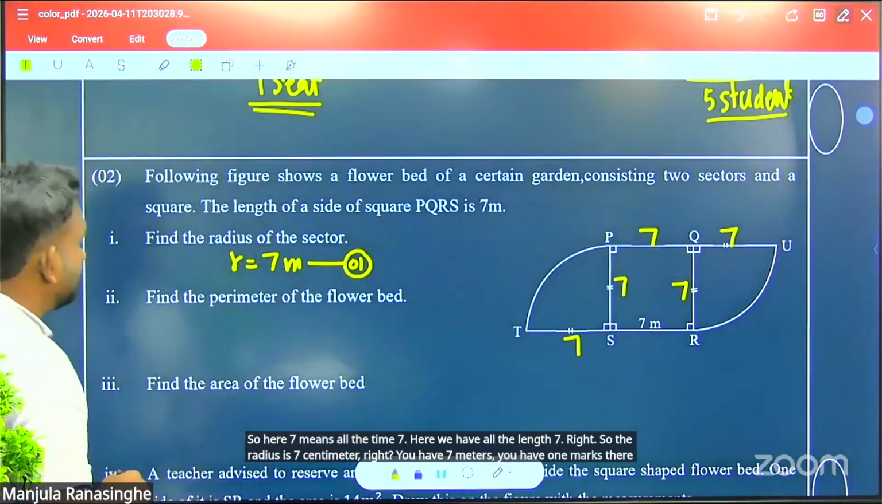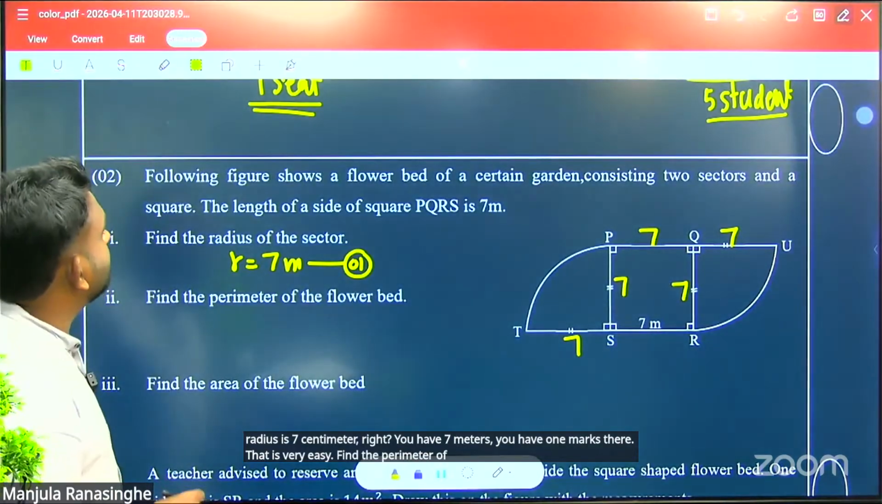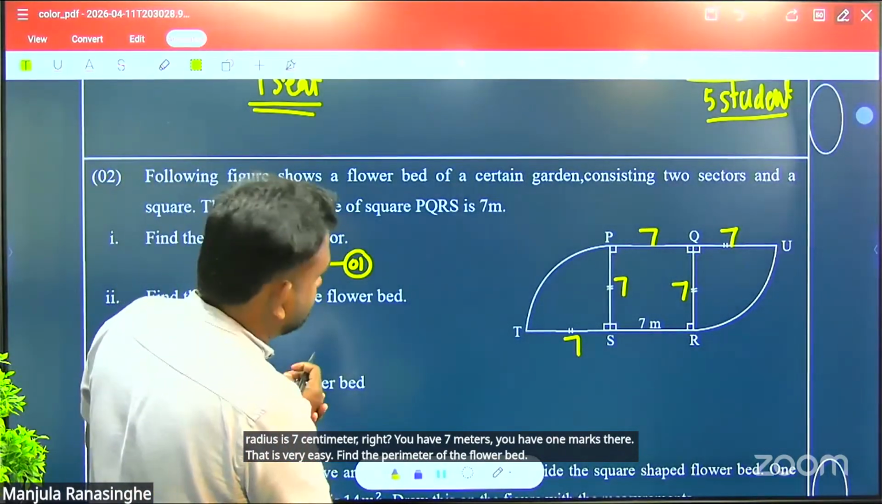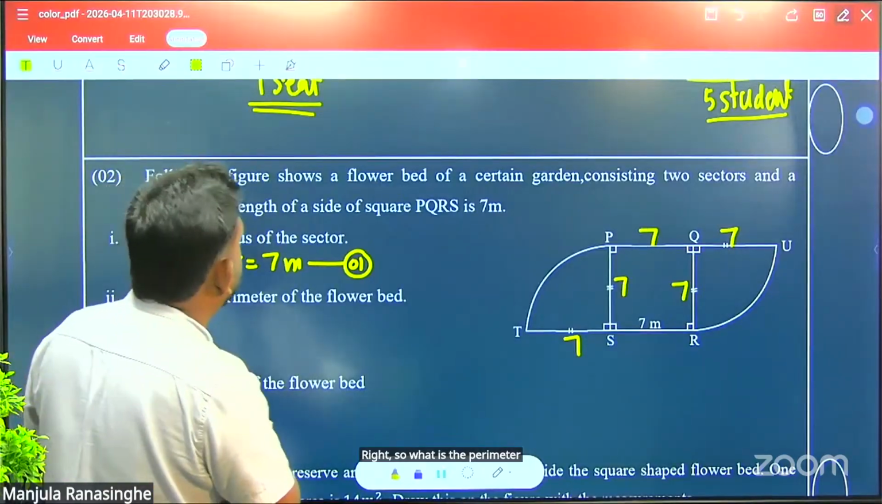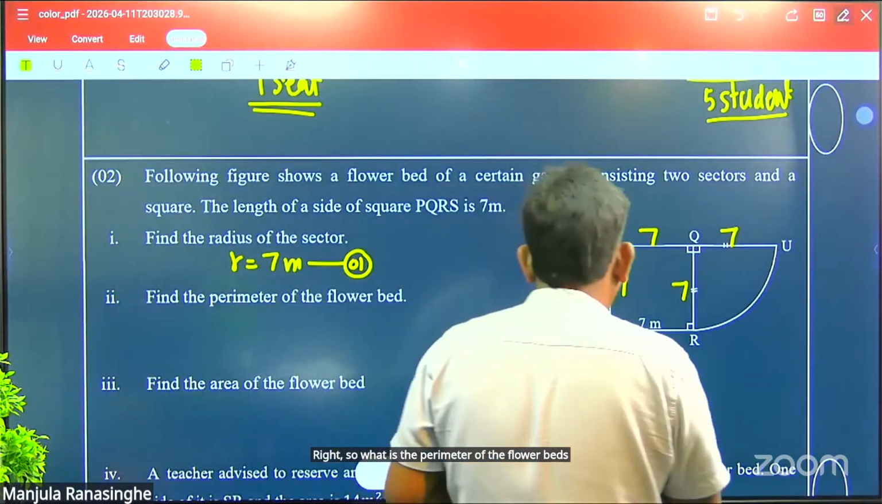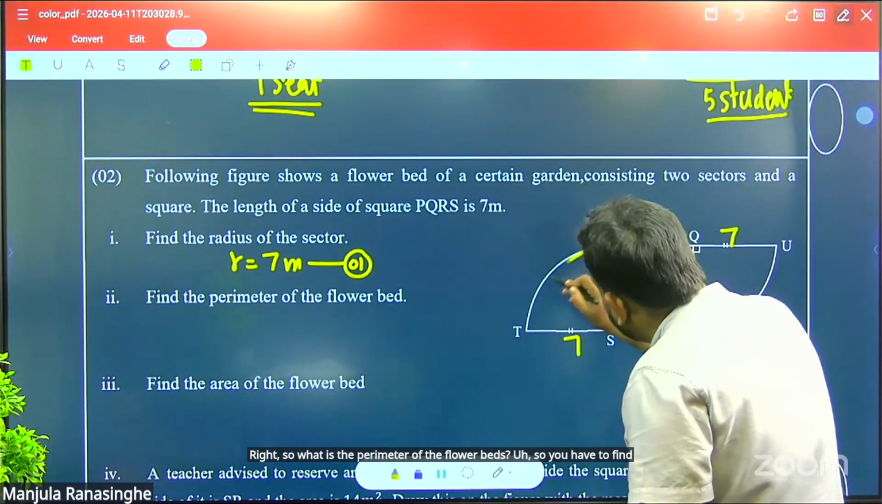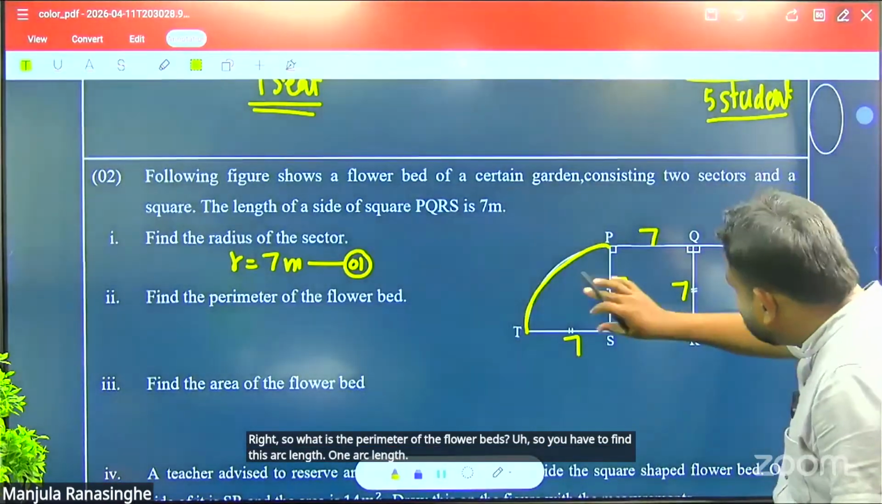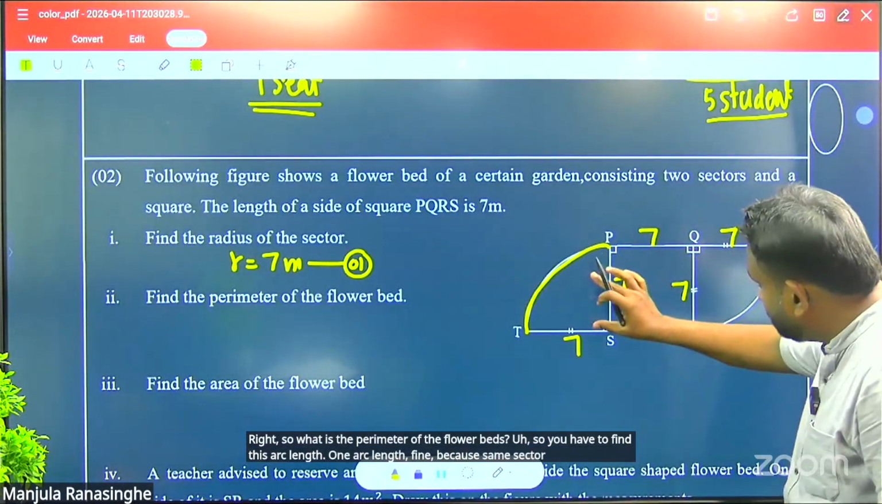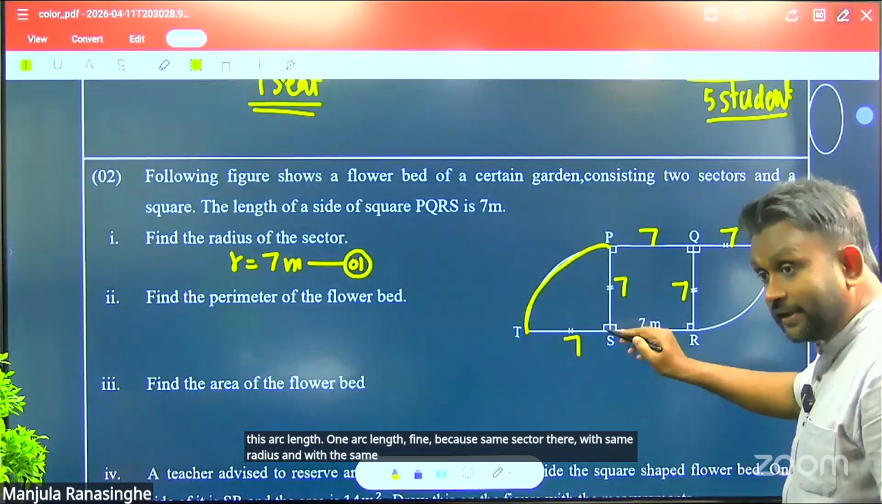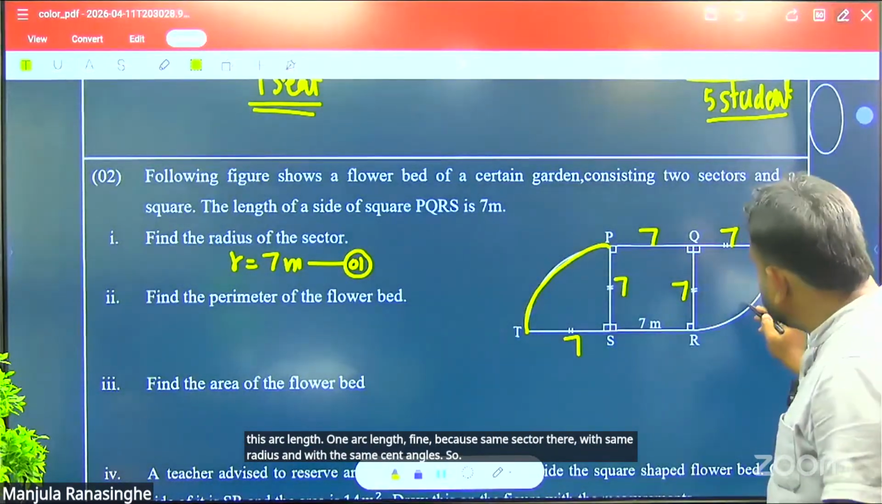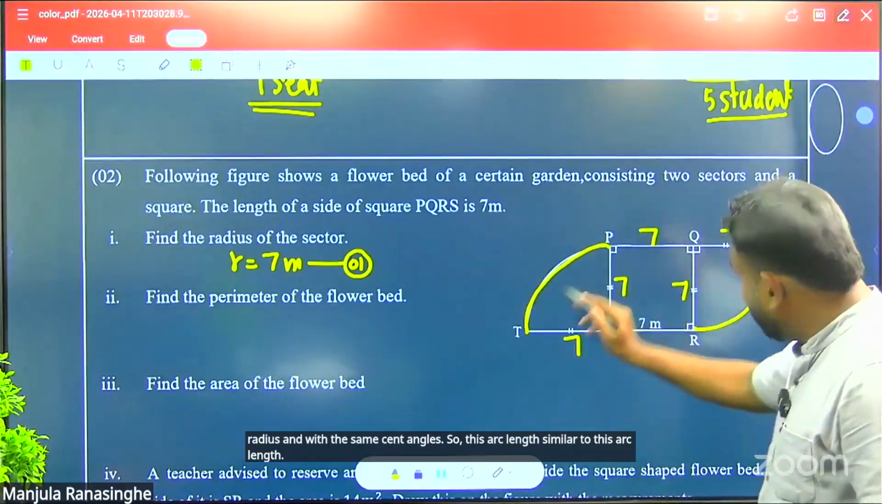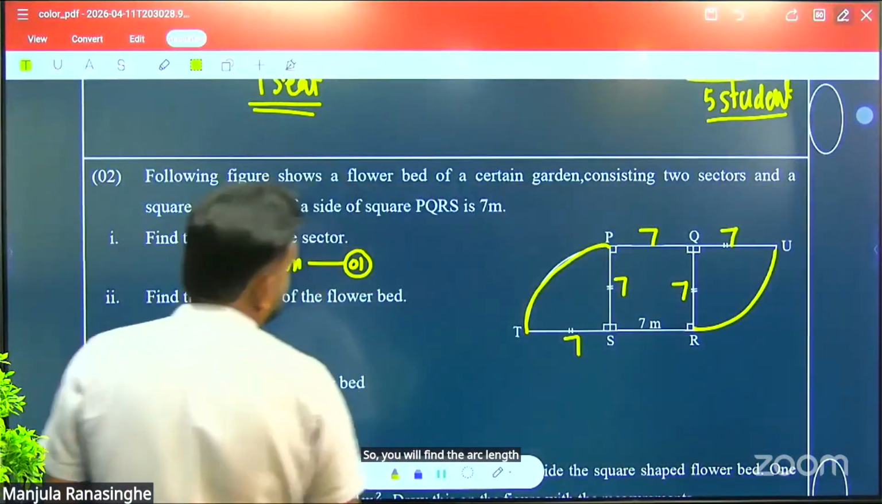That is very easy. Find the perimeter of the flower bed. Right. So what is the perimeter of the flower bed? So you have to find this arc length. Find one arc length, because the same sectors are with the same radius and with the same center angle. So this arc length is similar to this arc length. So you will find the arc length here. How to find the arc length?